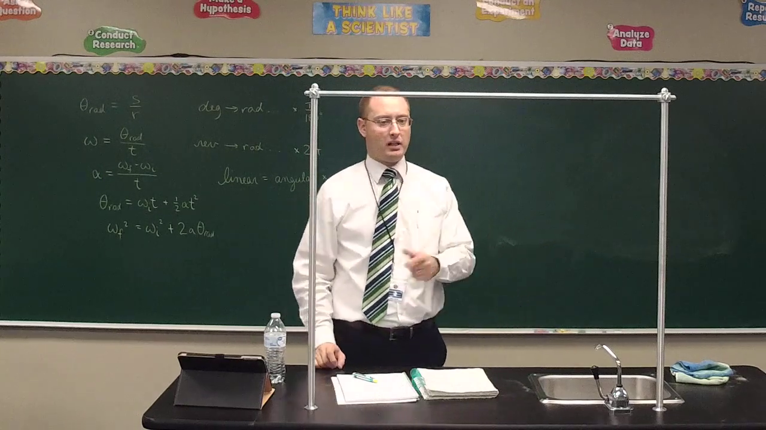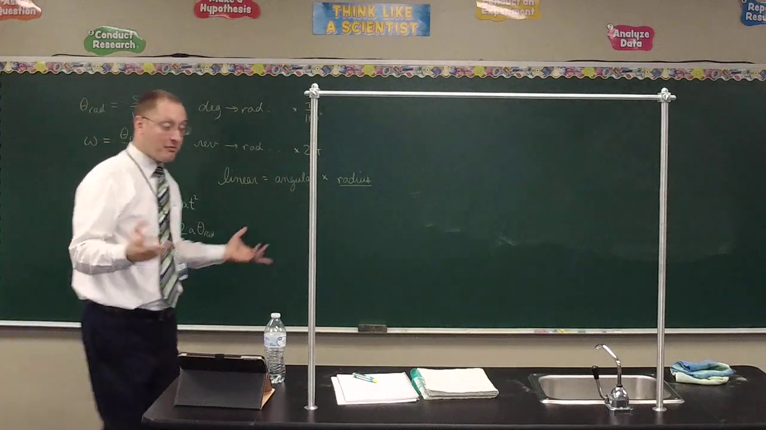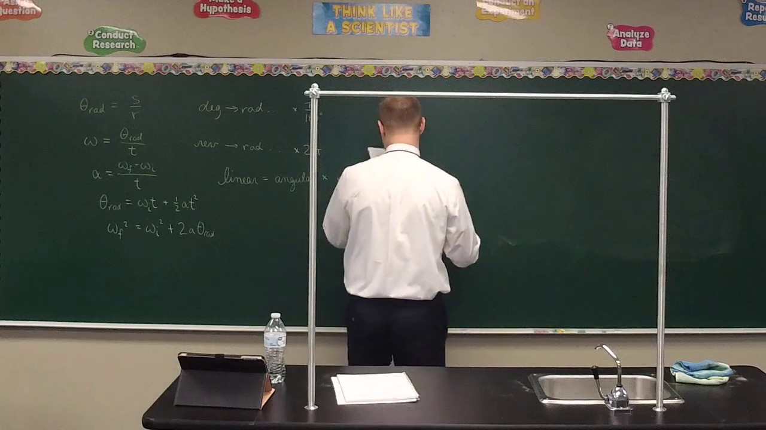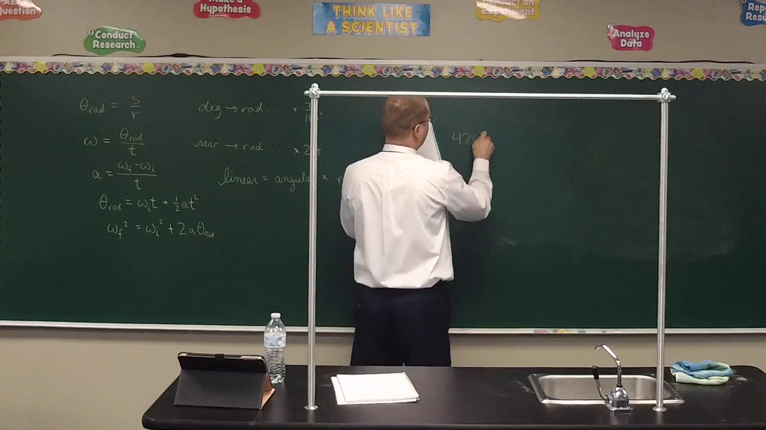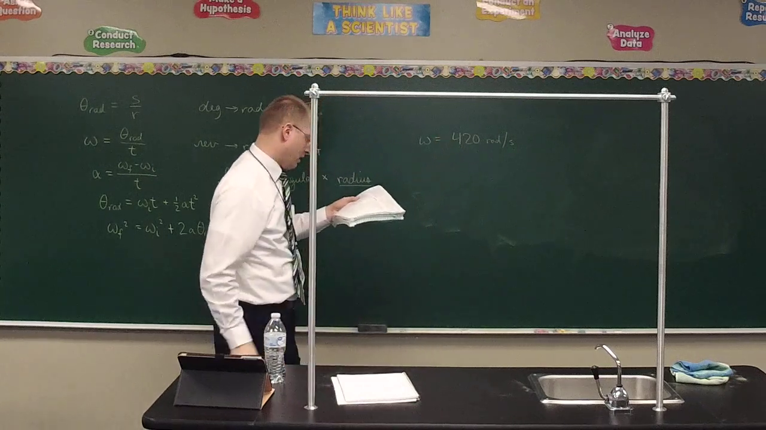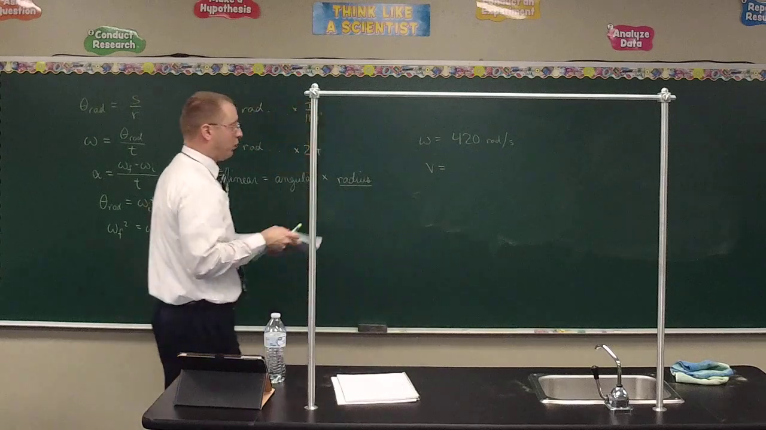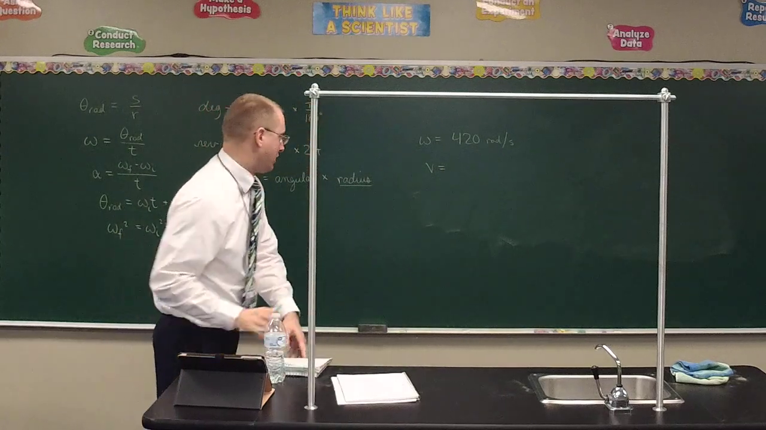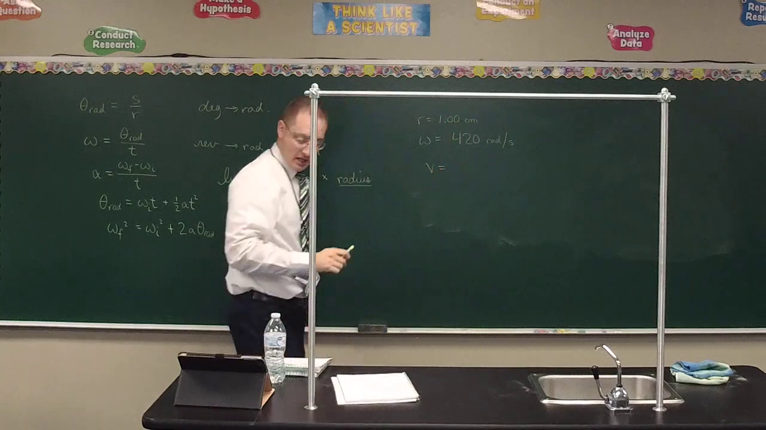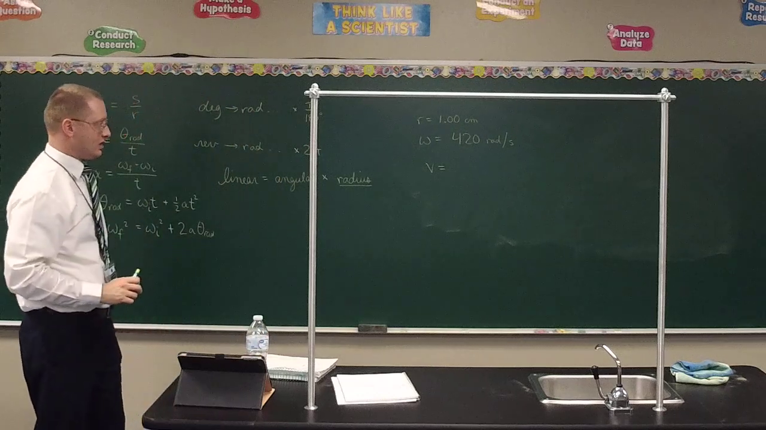Ooh, how do I find linear, class? Angular times radius. Well, they gave me the angular, right? They said that this particular CD player is spinning the CD at 420 radians per second. That's the angular velocity. We want the linear velocity or linear speed if the point is 1 centimeter from the CD axis. So our radius is 1 centimeter.